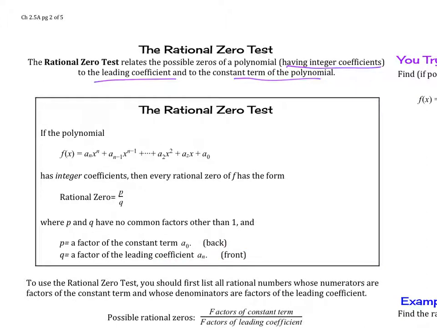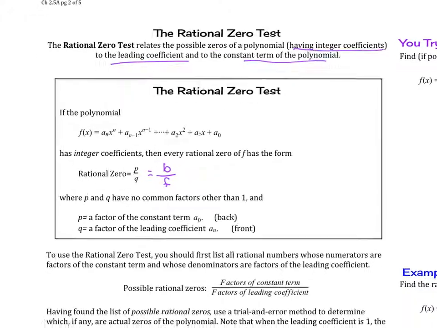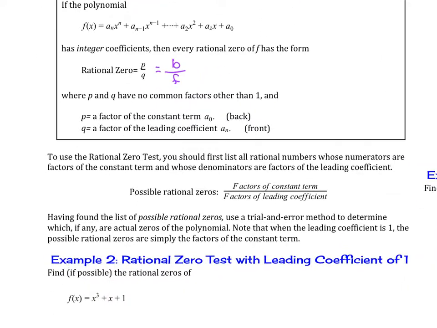P is a factor of the constant term, or the back, and Q is a factor of the leading term, the front. One way that I like to think about this is instead of P over Q, I call it B over F, because I know B comes first and then F. So that helps me in remembering what goes on top and what goes in the denominator.